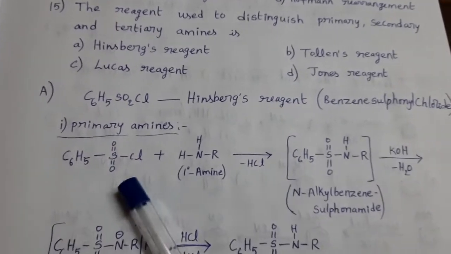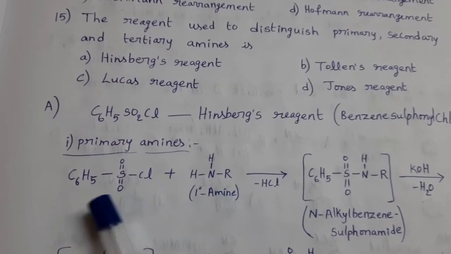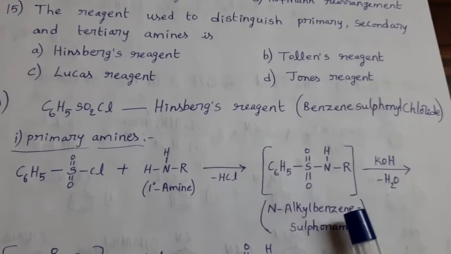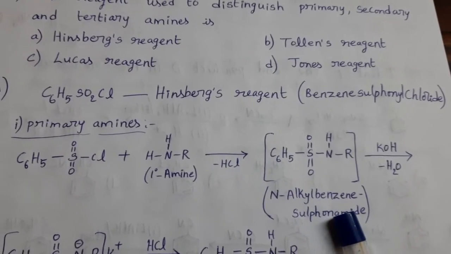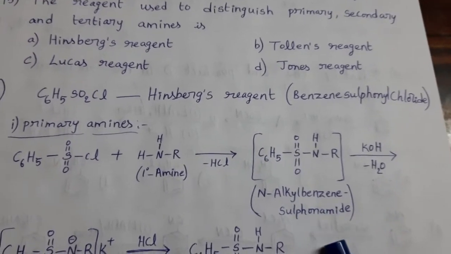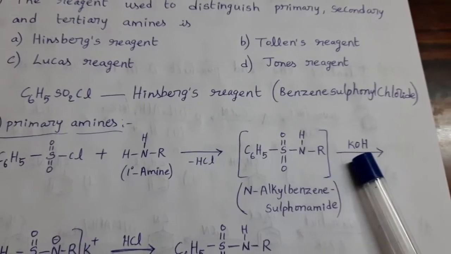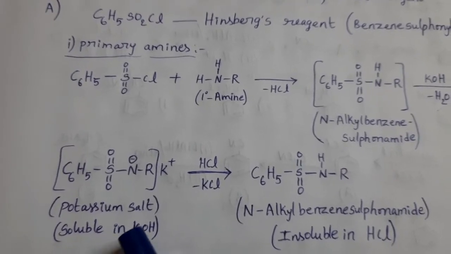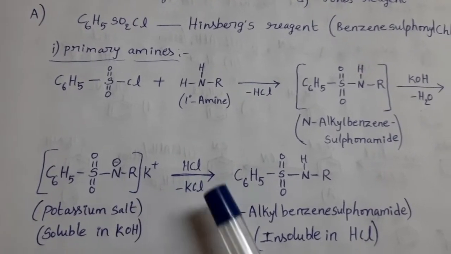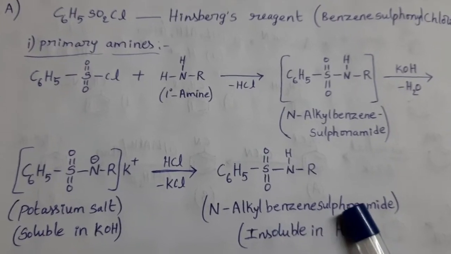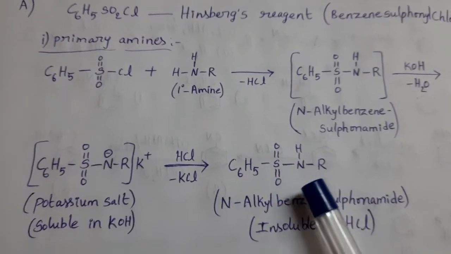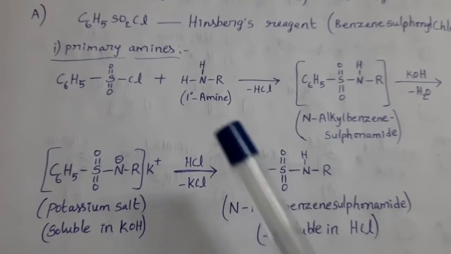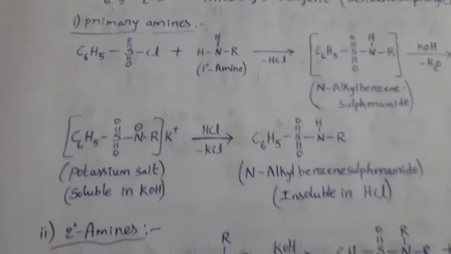See the reactions. Primary amine, general formula RNH2, reacts with benzene sulfonyl chloride, C6H5SO2Cl, and we get N-alkyl benzene sulfonamide. This compound is treated with KOH and we get the potassium salt. It is soluble in KOH. When this is treated with HCl, we get N-alkyl benzene sulfonamide, and this final compound is insoluble in HCl. So this is the reaction for primary amines with Hinsberg reagent.